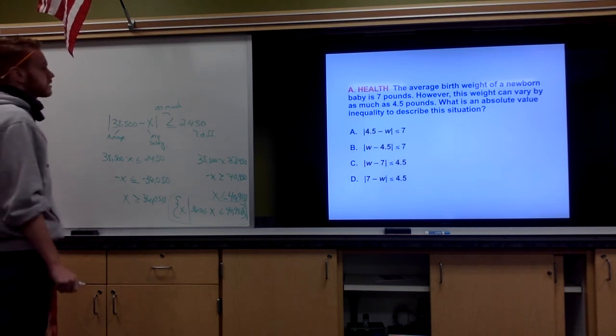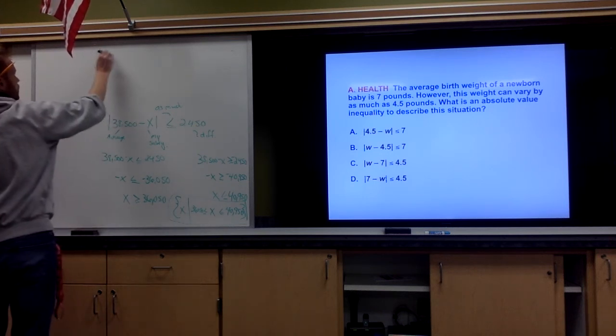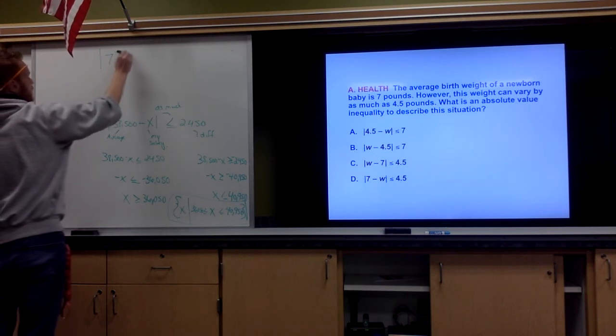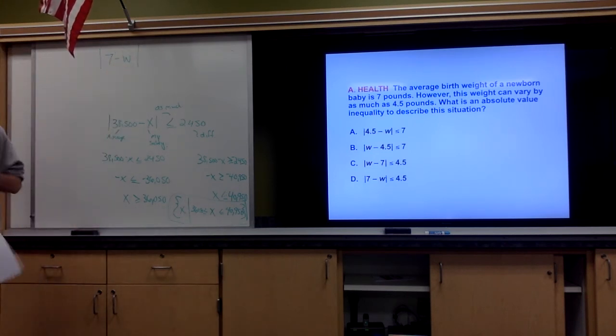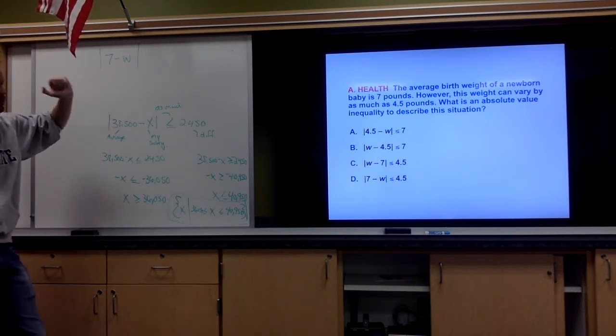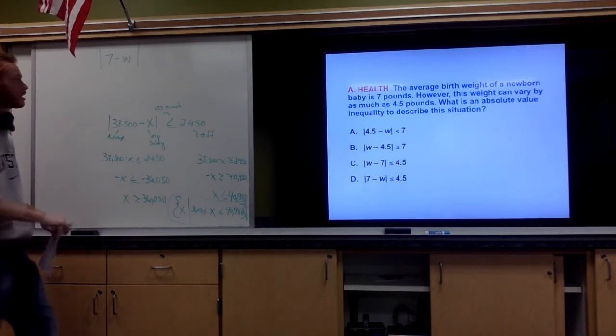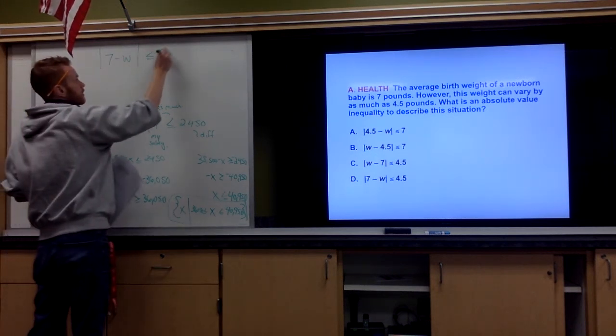So let's think about this. What is the average weight of a newborn? 7 pounds, right? Okay. So I start with 7 pounds. I'm going to subtract the baby's weight from 7 pounds and see what that difference is. Doesn't matter if it's negative, right? The absolute value takes care of it. And it can vary as much as 4.5. That's the largest. So it's going to be less than or equal to 4.5.